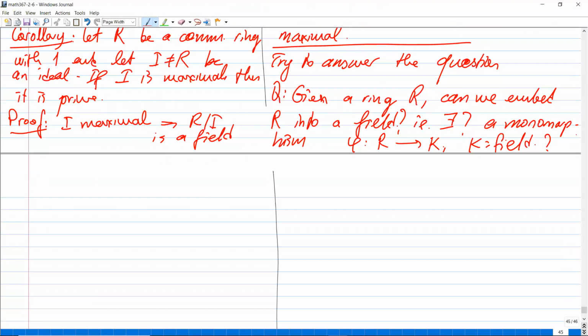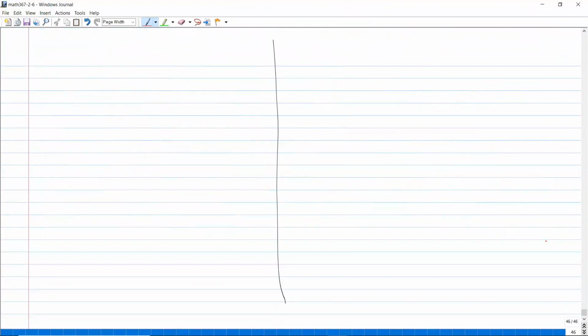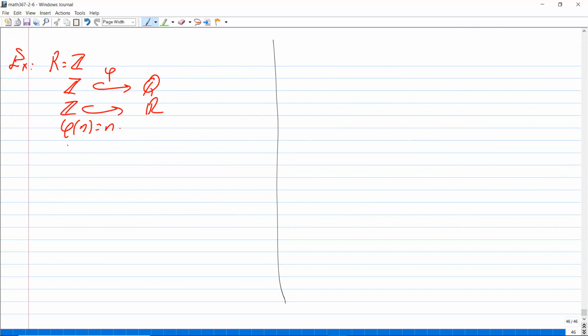And for integers, this is certainly true. For example, if you take R to be the integers Z, there is a monomorphism from Z into Q or R or the complex numbers, and you just define phi of n to be n, so that we can embed Z inside the field. Also, we can embed the integers Z into the complex numbers, just take n to n plus 0 times i. So these are ring homomorphisms, ring monomorphisms.